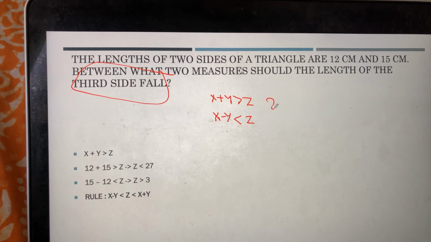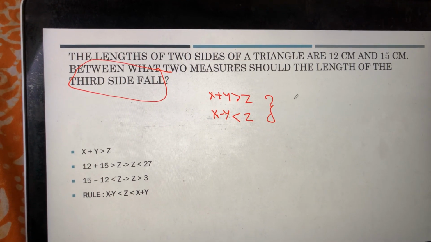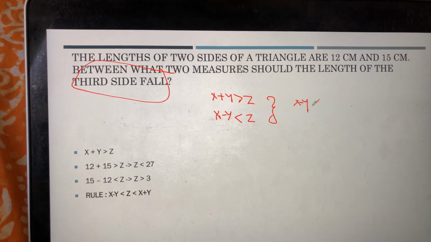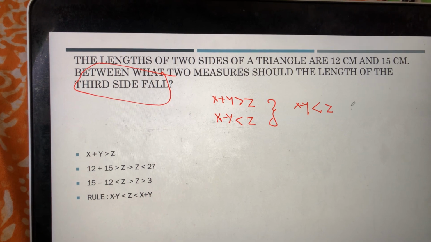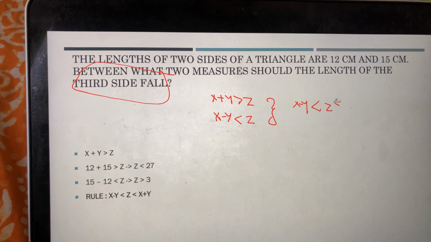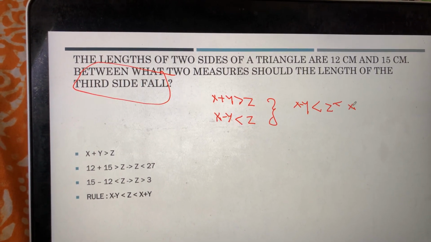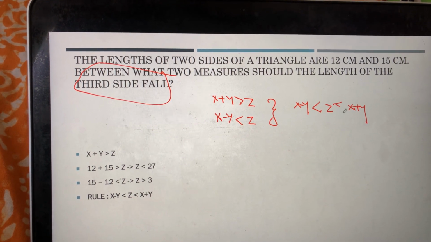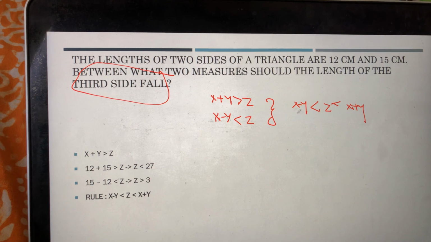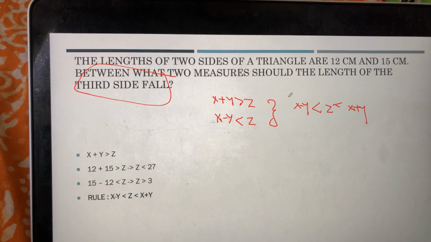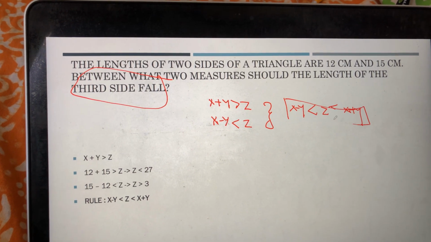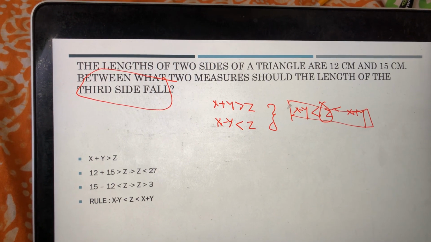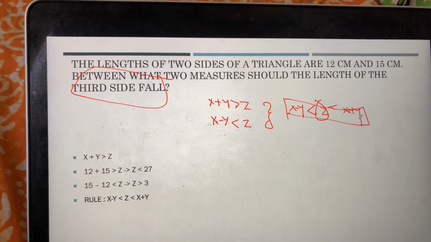So from this we have x minus y less than c, which is less than x plus y. So x plus y must be greater than the third side, but x minus y must be less than the third side. So we have this rule. This is the third side. It must be between the difference of the two sides and the sum of the two sides.